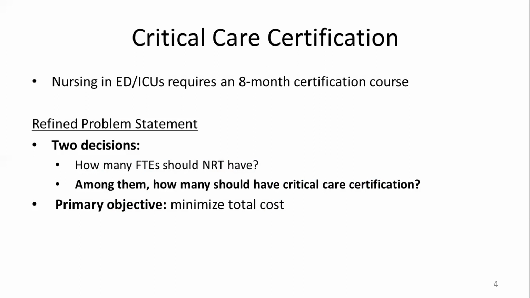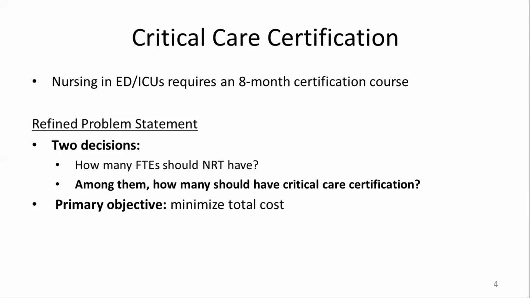There's one more dimension of the problem which I haven't discussed yet, and this is the fact that nursing in the emergency department or the ICUs actually requires a critical care certification, and getting that certification for a nurse requires enrolling the nurse in an 8-month certification course. So a more refined problem statement actually reflects that there are two decisions which need to be made here. First of all, how many NRT FTEs should there be? But secondly, among those FTEs, how many of them should have the critical care certification?